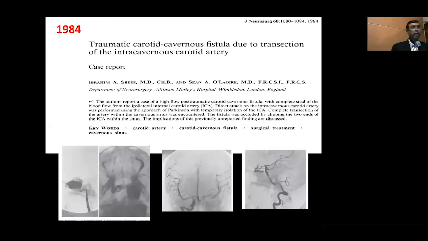My interest in vascular neurosurgery is very old. And this is my first paper. And I put this to entice our residents and younger neurosurgeons. 1984, I was a resident.